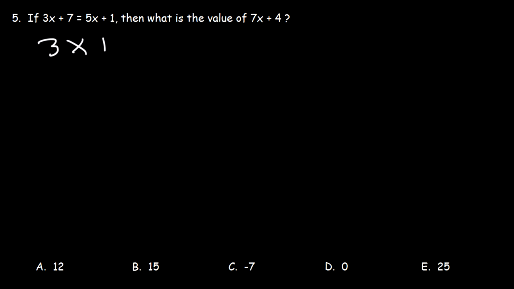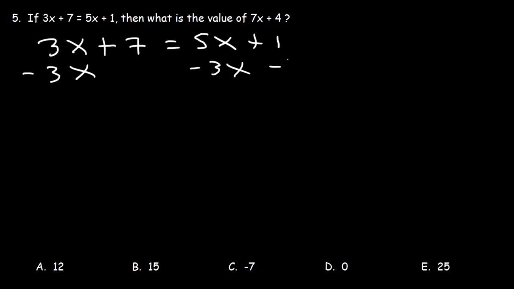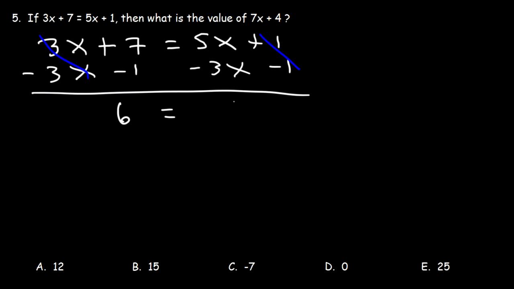So 3x plus 7 is equal to 5x plus 1. Let's begin by subtracting both sides by 3x and by 1. So we can cancel 3x and 1. 7 minus 1 is 6. 5x minus 3x is 2x. Now our next step is to divide both sides by 2. X is 6 divided by 2, which is 3.